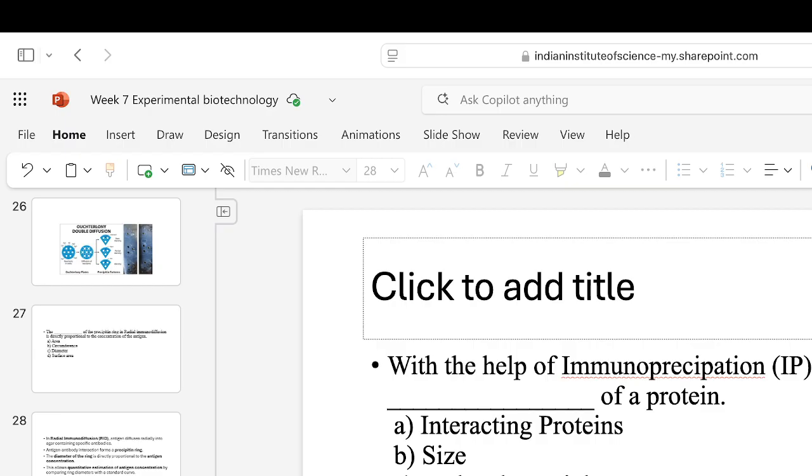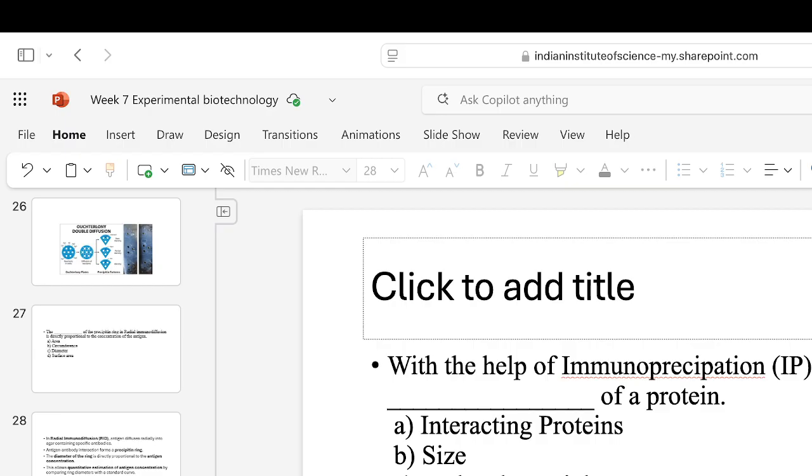This is an application of immunological techniques to biochemistry or structural biology. So we know that antibodies can be raised against any targets. So what we do is we decide what protein we are interested in. We raise antibodies against that protein.